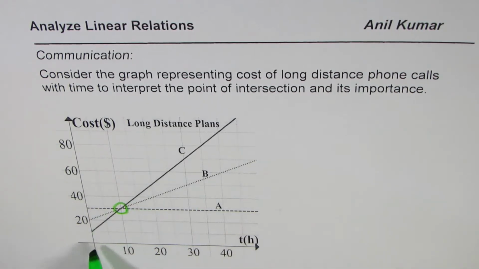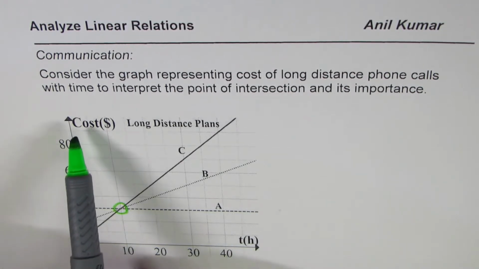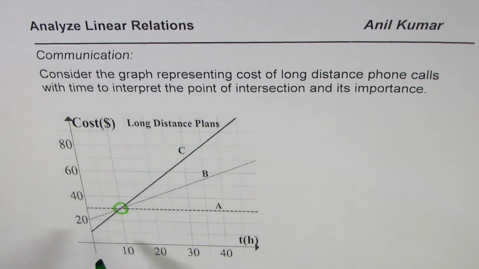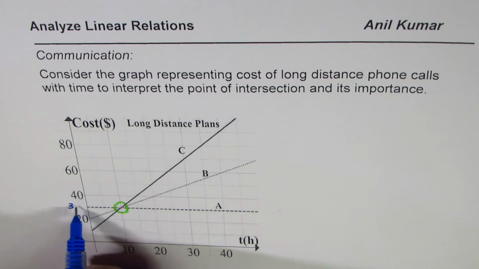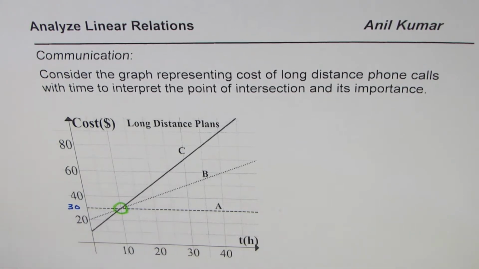The graph's independent variable is time in hours. The dependent variable is cost in dollars. It's a long distance plan. Now, what you notice here is that for 10 hours, the cost is $30. So you have to interpret this for different plans. That's the whole idea, right? So we have $30 for 10 hours.